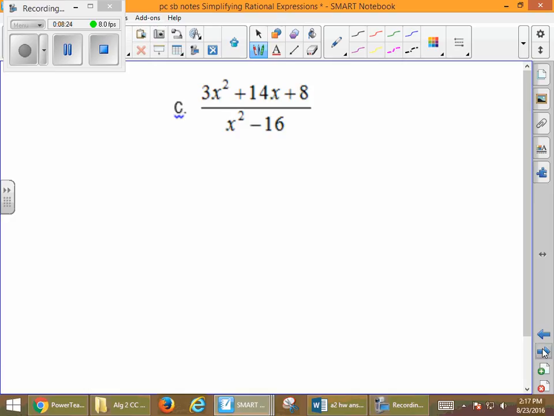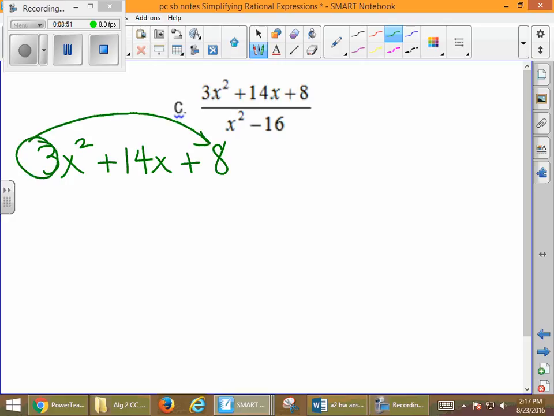Problem 3. Again, we see a number in front of the x squared term and we're asking ourselves, do we have a greatest common factor? Well, we don't have a greatest common factor. And what we're going to do is we're going to slide the bottom. So we're going to take this 3 and we're going to move it over. When we move it over, we're going to multiply the 8 by the 3. And we're left with x squared plus 14x plus 24.